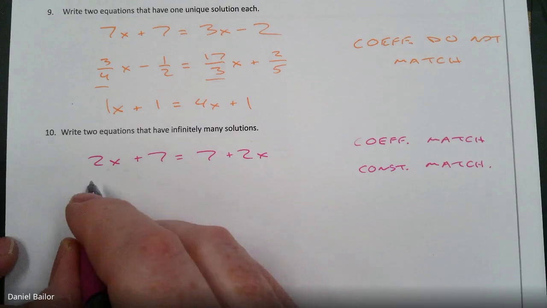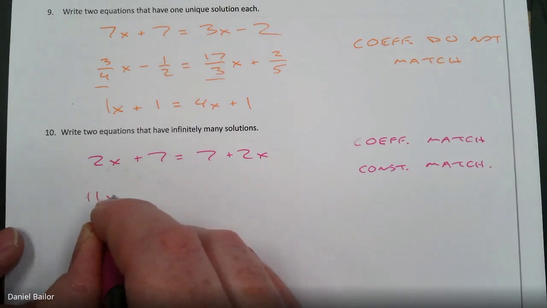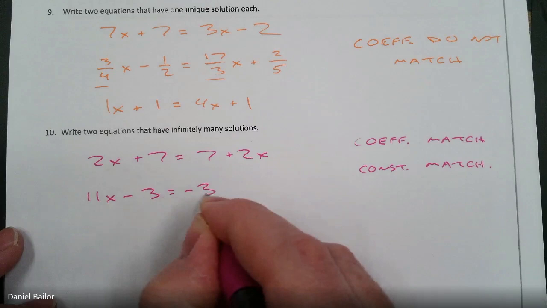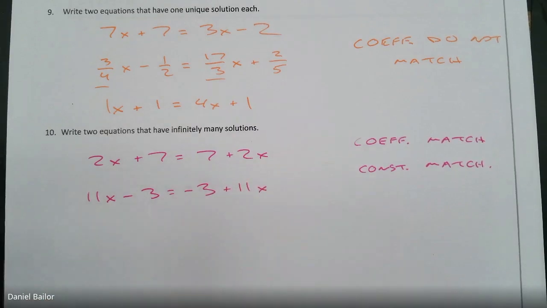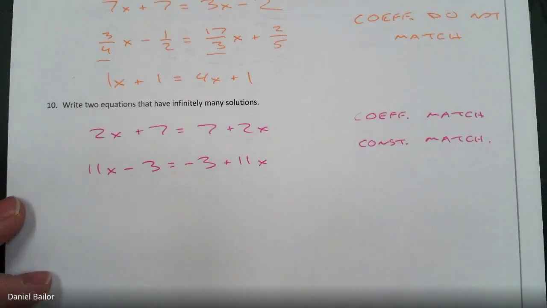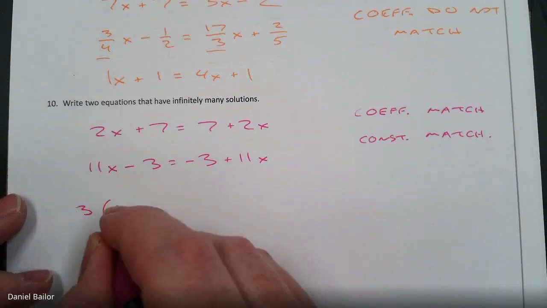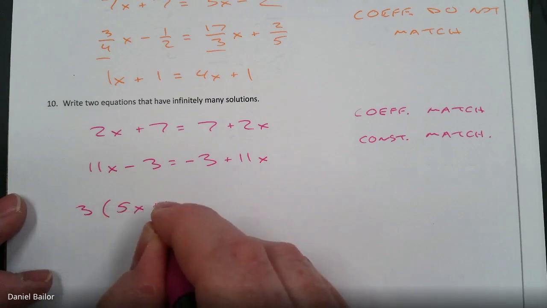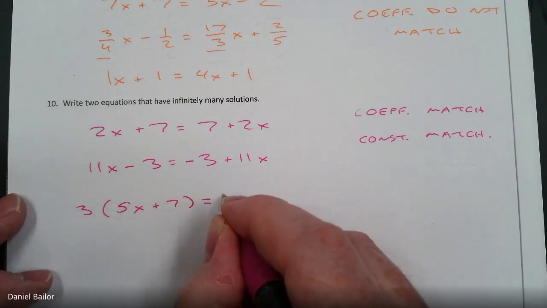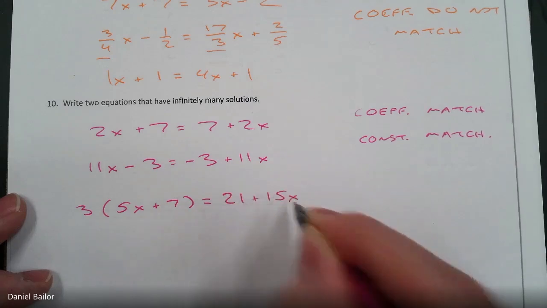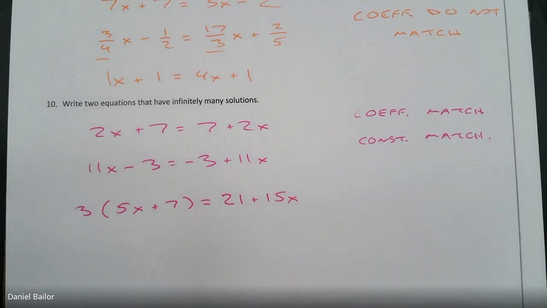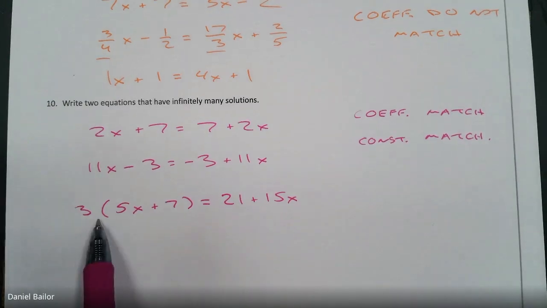You could do 11x minus 3 equals negative 3 plus 11x. Coefficients and constants match on both sides. You can even do something a little bit fancy like 3 times (5x plus 7) equals 21 plus 15x. Same thing on both sides. This is just before we use the distributive property. This is after we use the distributive property. They have infinite solutions. And that's what we're doing today.